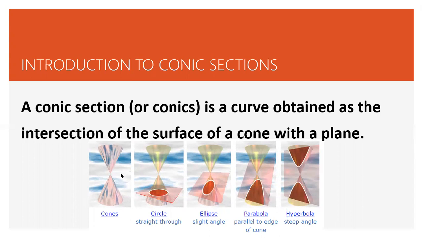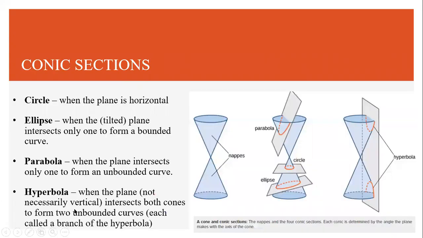Okay. Introduction to conic sections. A conic section, or conic, is a curve obtained as the intersection of the surface of a cone with a plane. So these are the different types of conic section: a circle, ellipse, parabola, and hyperbola. Originally, it is part of a bigger cone.